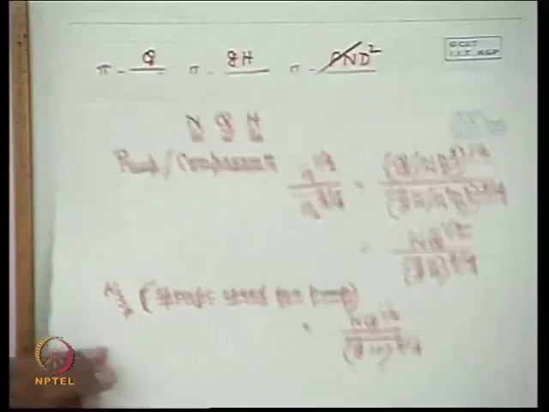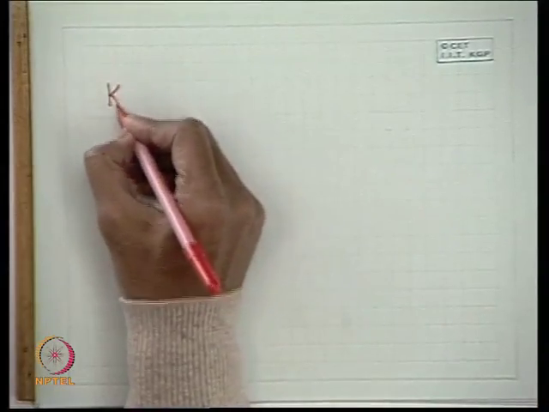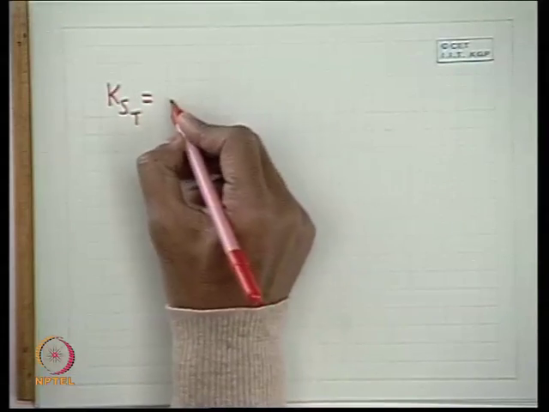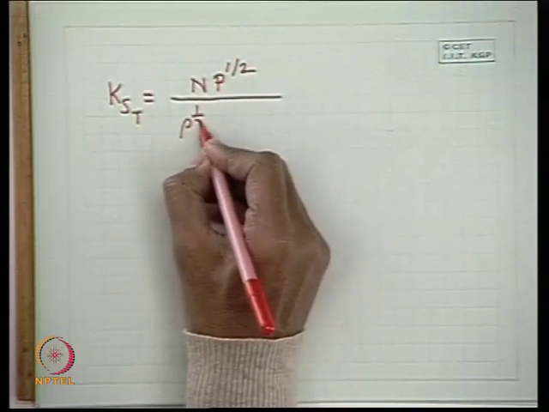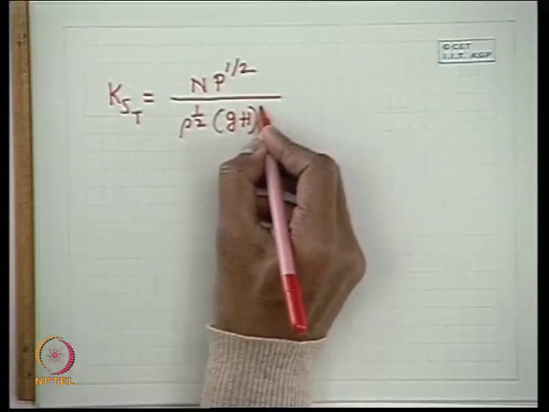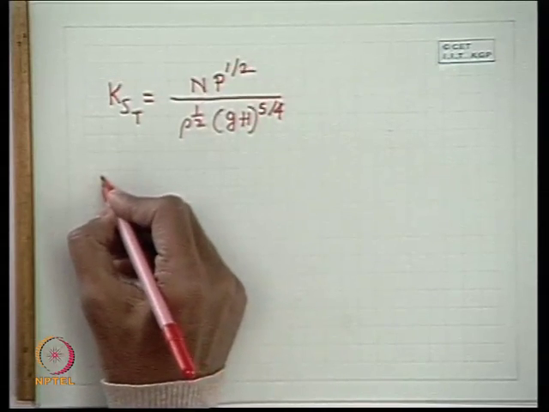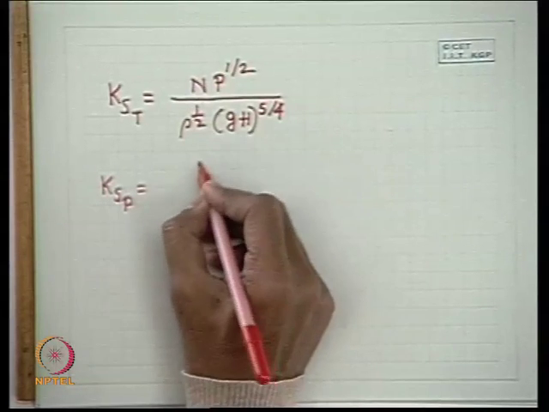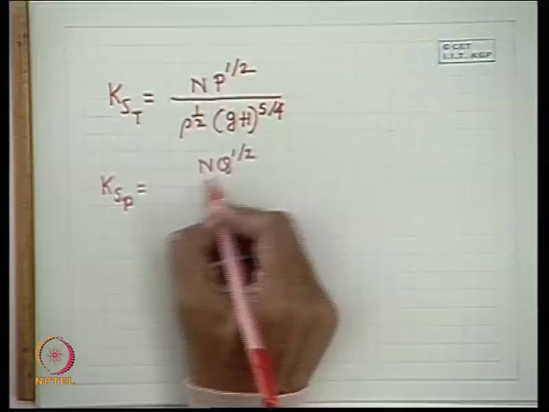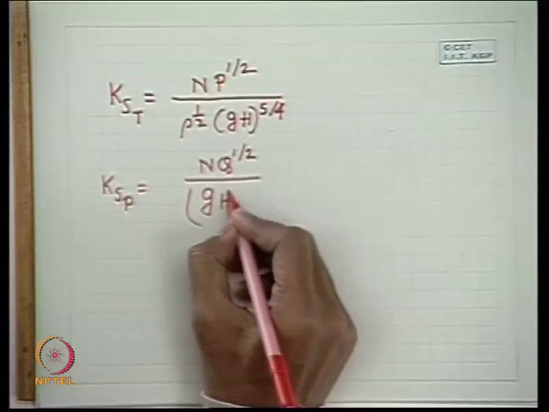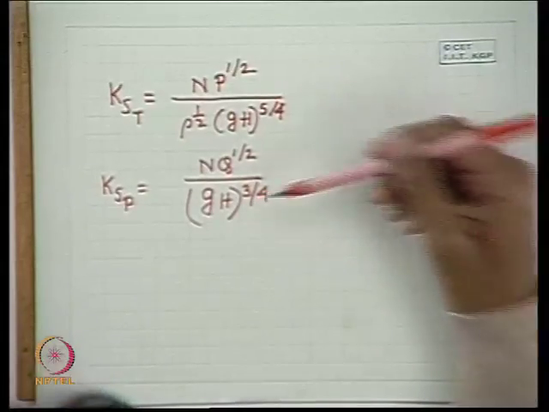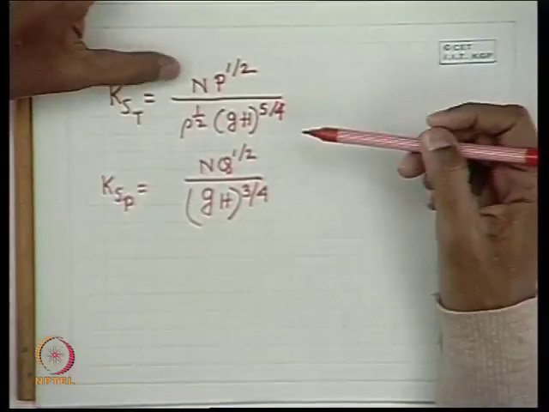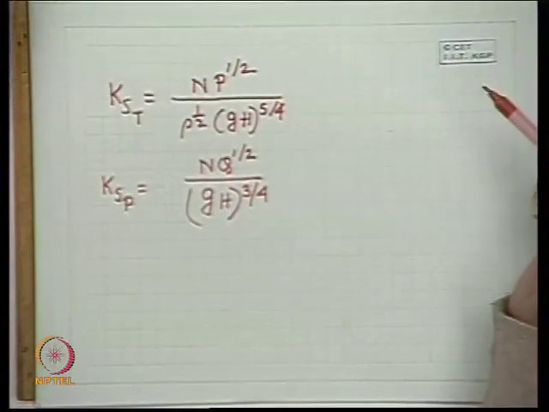Now, therefore, we see that we have arrived at two dimensionless terms which are known as specific speed of turbine, that is N P to the power half by rho to the power half g H to the power 5 by 4, and specific speed for pump, K_SP, N Q to the power half by g H to the power 3 by 4. Now, these two terms are dimensionless because they have been derived from the dimensionless pi terms. So, therefore, these two terms also represent the similarity conditions in fluid machines.